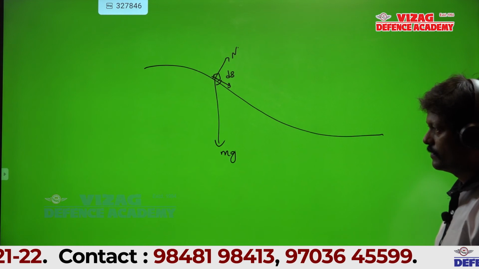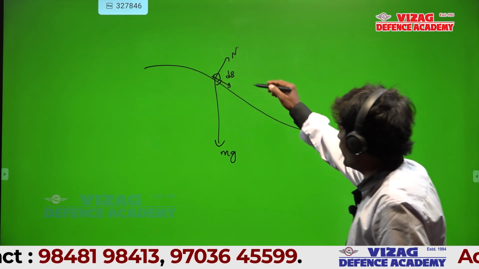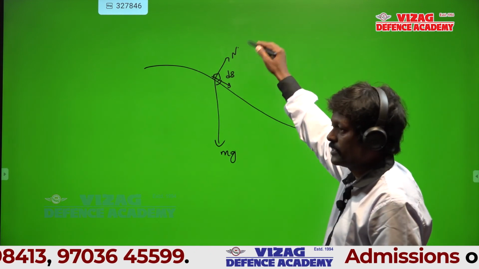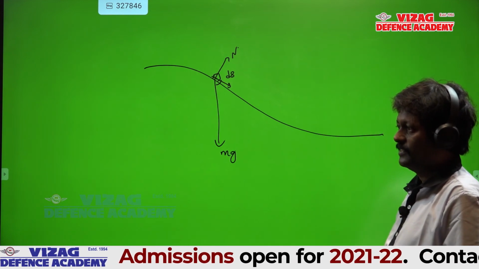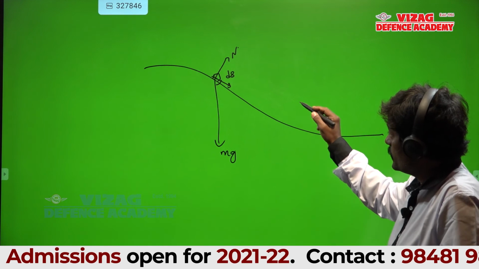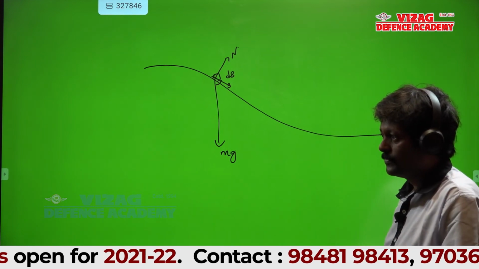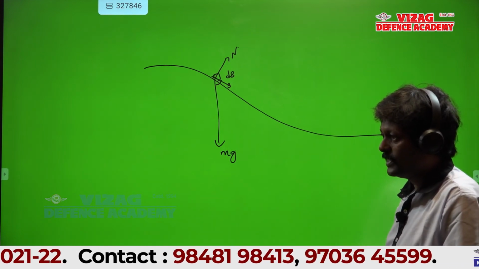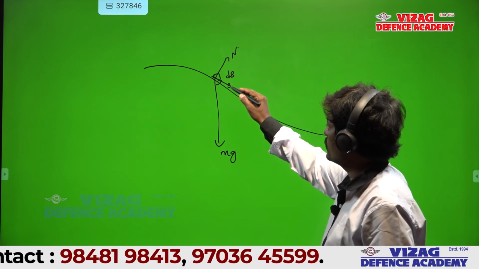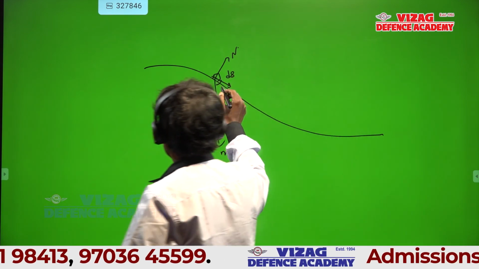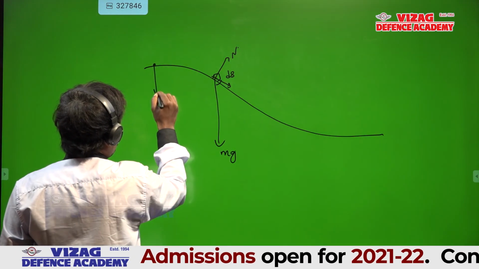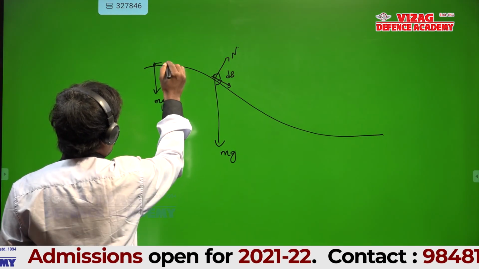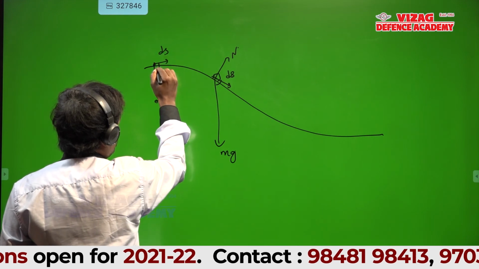Yes, sir. But the angle between ds and N, how much? 90. ds and N, 90. But the angle between mg and ds is not 90. So what is the work done? mg into ds into cos of this angle theta. So here if I take mg and small ds, if you take 90.